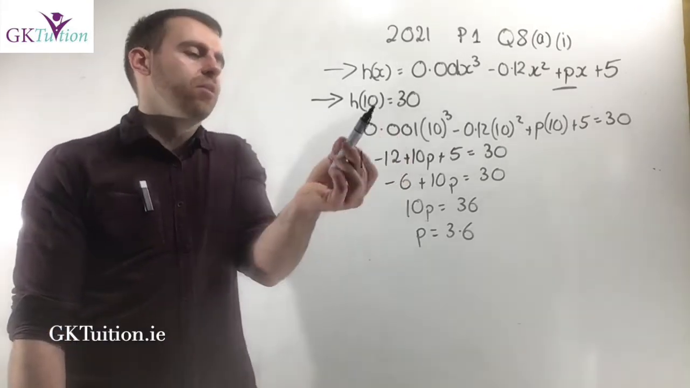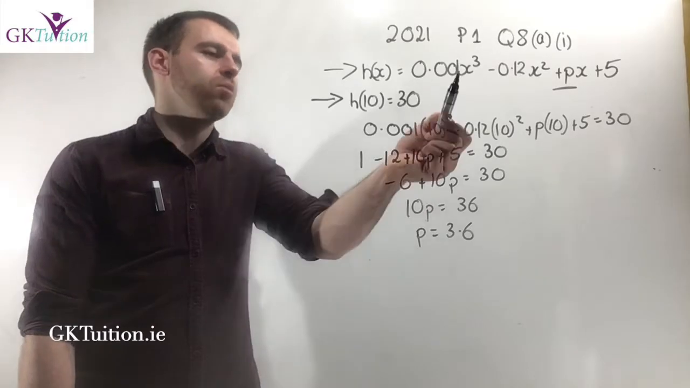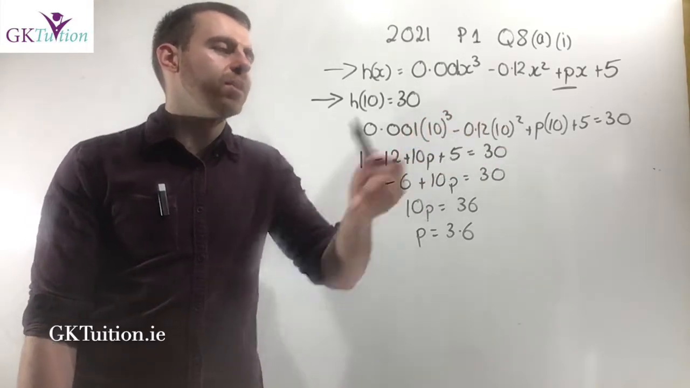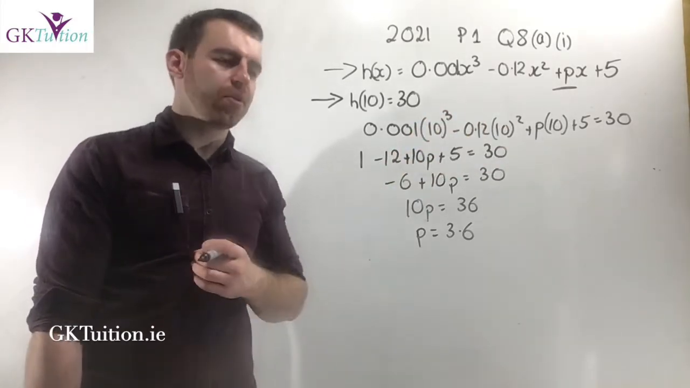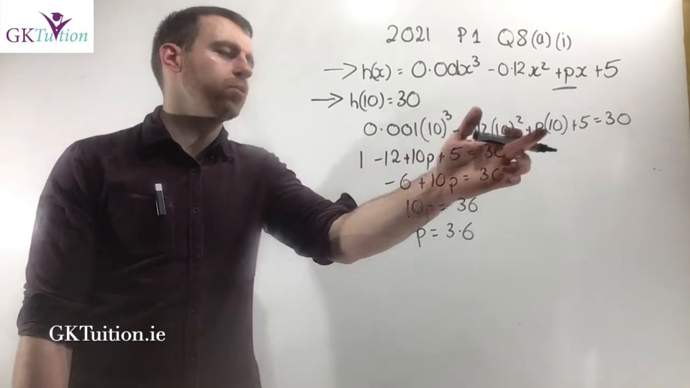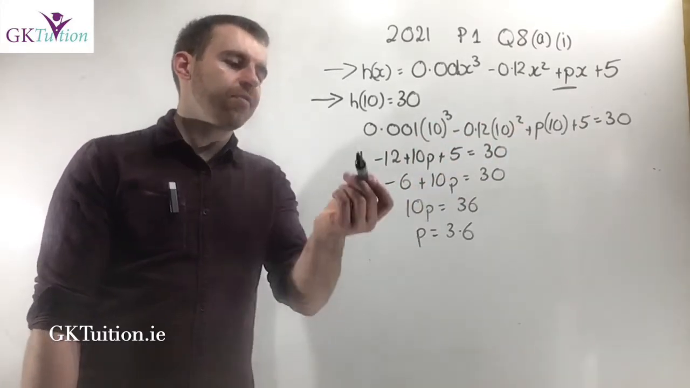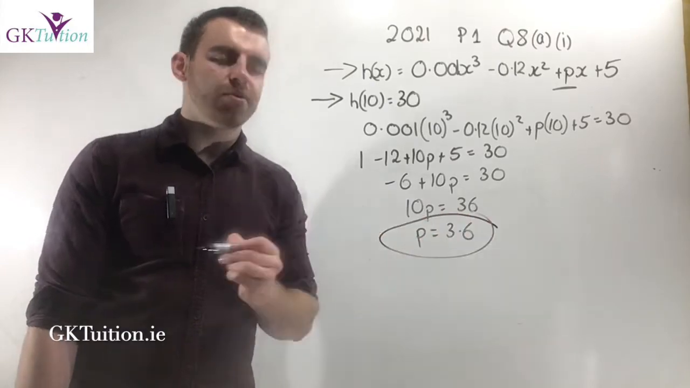That means that if h of 10 equals 30, you should be able to sub in a 10 everywhere there's an x, and the whole thing will be equal to 30. So it's straightforward enough, you just sub in your 10, let it equal 30, and if you solve it, you end up with p is equal to 3.6.